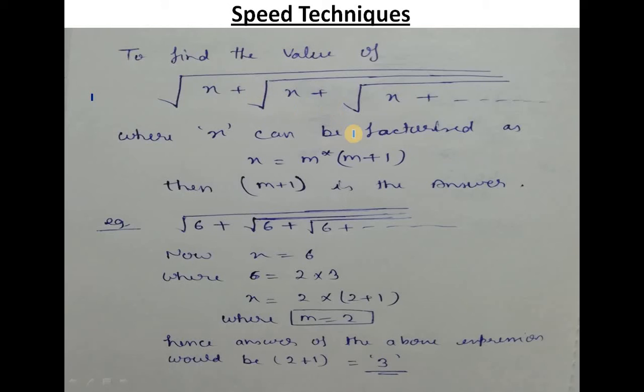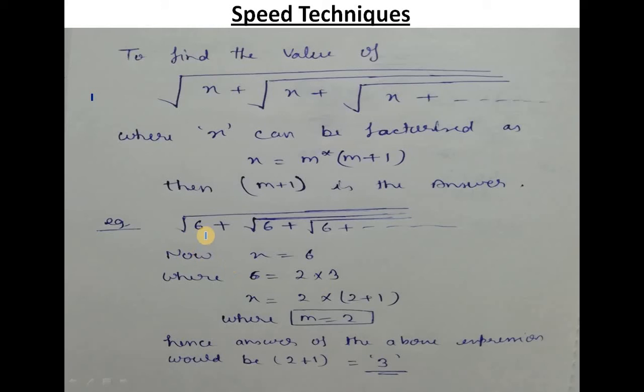Now if x can be factorized as m into m plus 1, for example, if the x value is 12, how can you write 12 as the product of two different numbers? That can be written as 4 into 3. Now 4 can be written as 3 plus 1. So here in 12, 3 would be m and 4 would be 3 plus 1. So the answer of this kind of expression, where x can be factored as m into m plus 1, would be m plus 1. So if you replace x by 12, the answer would be 3 plus 1, that is 4.